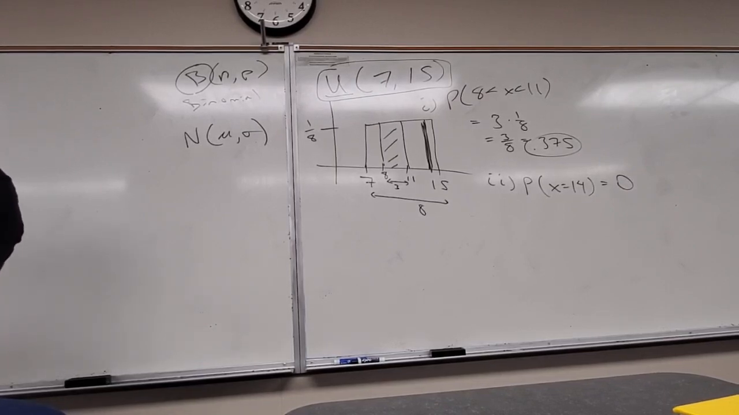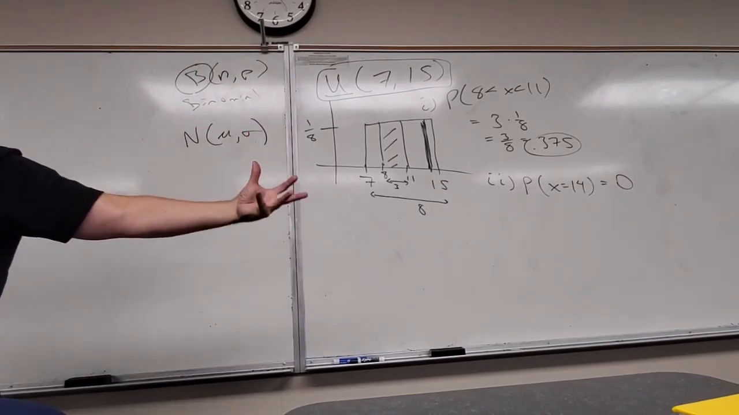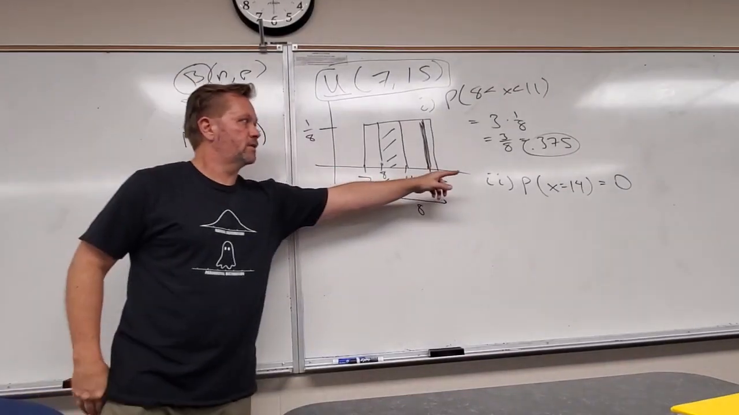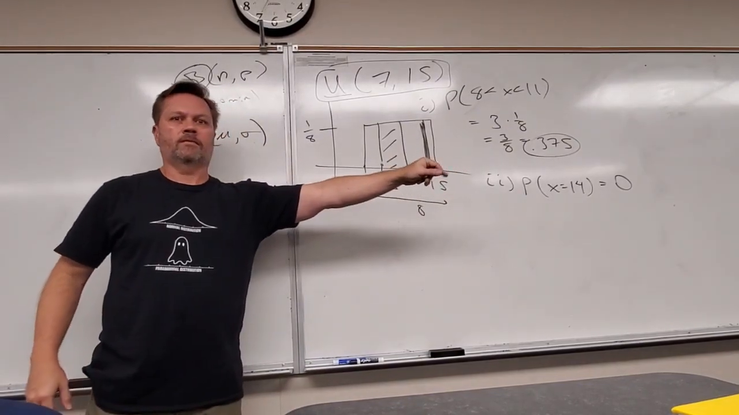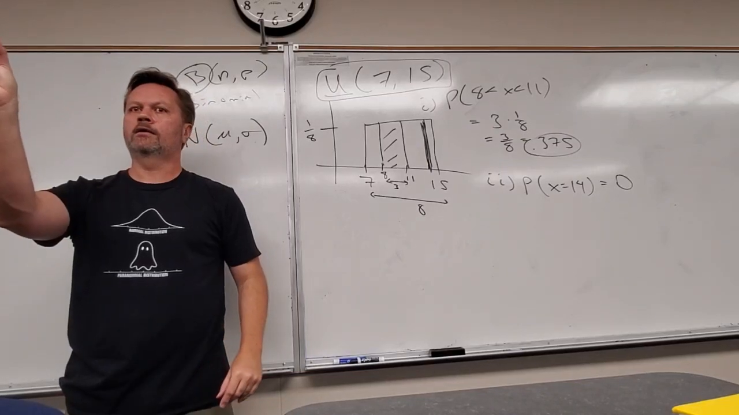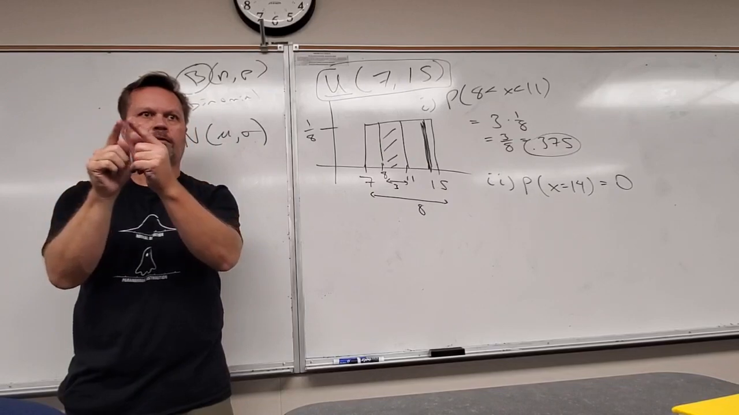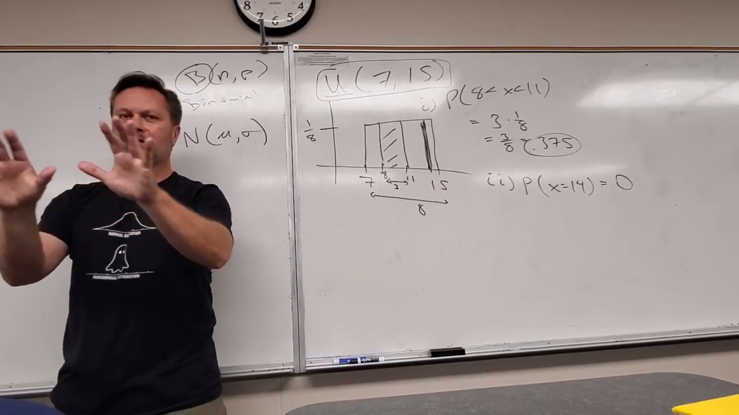Very small. Zero. Zero chance. Because it would be 7 divided by infinity. Are you with me? So the probability of a specific number showing up when I have a continuous distribution is 0. And if you just stick with the idea that the answer to a probability is the area, a line is 0. It's got no width to it. You guys with me?